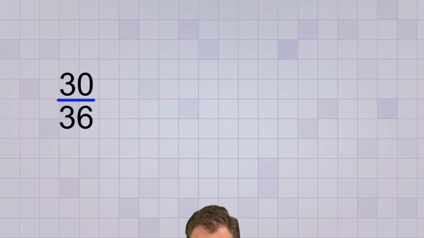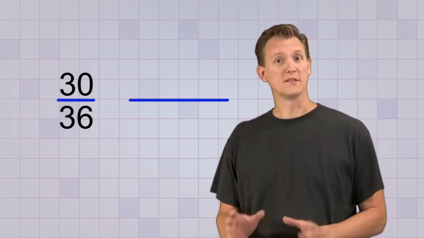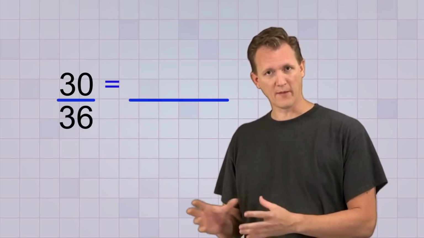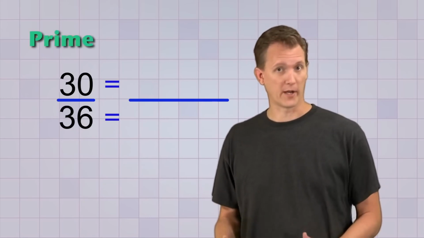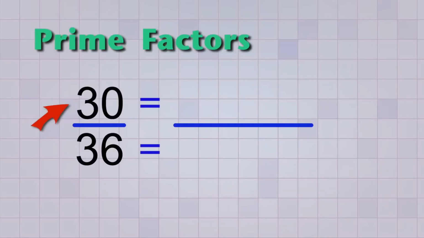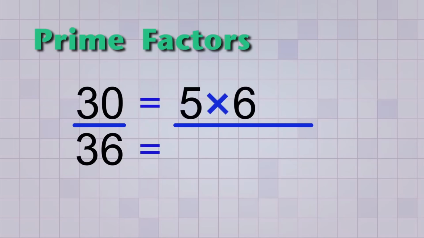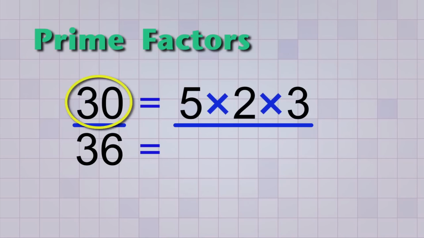All right, I think we need to see another example, but a harder one this time. Let's simplify the fraction 30 over 36. The procedure is the same. Step 1 is we factor the top and bottom numbers all the way down to their prime factors. Let's do the top number first. 30 factors into 5 times 6. 5 is prime, but 6 can be factored into 2 times 3. So our 30 on top becomes 5 times 2 times 3.